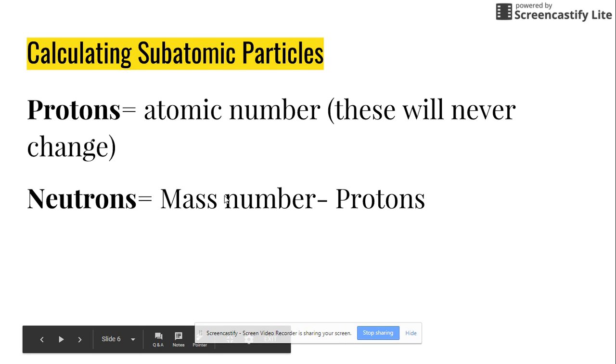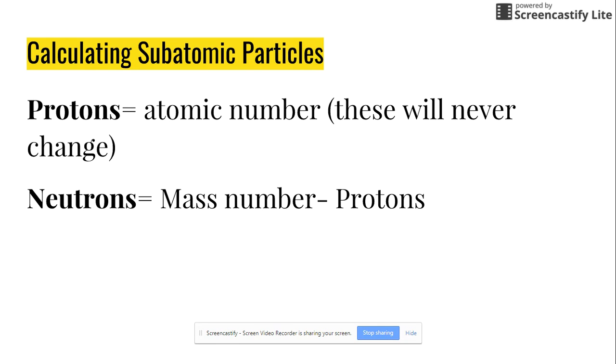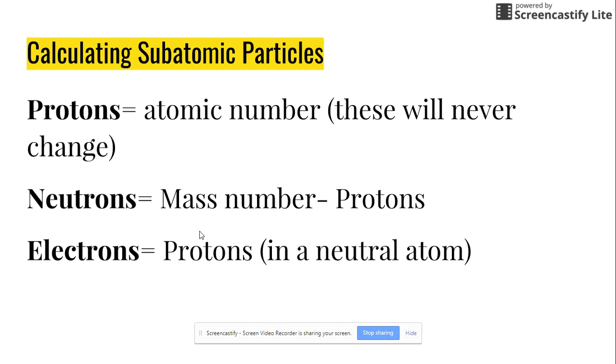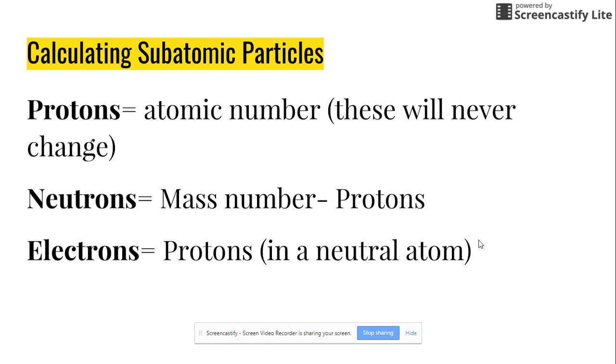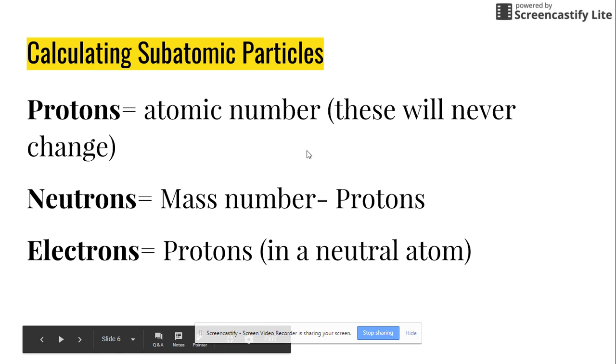Neutrons, remember the mass is the sum of protons and neutrons. So if you're just trying to find neutrons, you'll take the mass and subtract the protons. And electrons are the same number as the protons. Now, in parentheses here, it says in a neutral atom. For now, you can assume that all atoms we talk about will be neutral, which means electrons will equal protons. Later on, we will get into non-neutral atoms, but right now you can assume that they're all neutral. So those two things, the P and the E, will be equal.